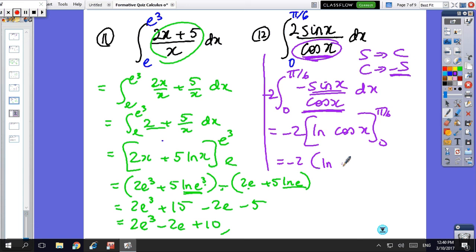So we've got log, so cos of pi on 6 is root 3 on 2 minus cos of 0 is 1. So log of 1 is going to be 0, and so we end up with minus log root 3 on 2, and just leave it like that. That's the exact value. Okay, come across when you're ready.